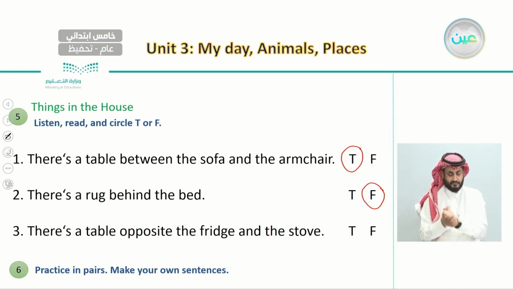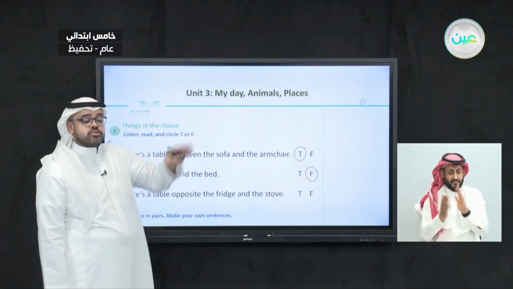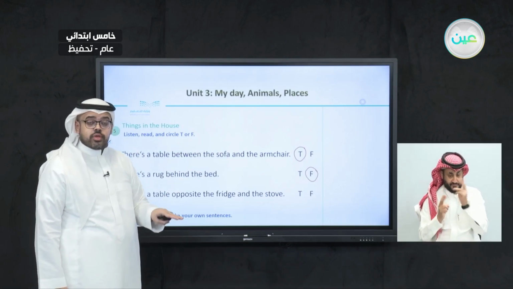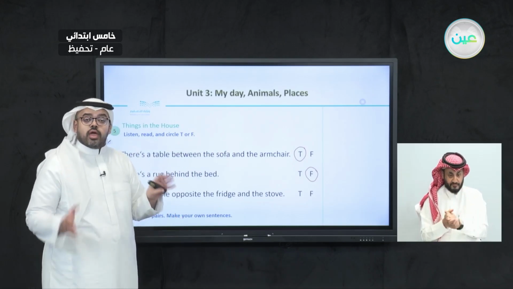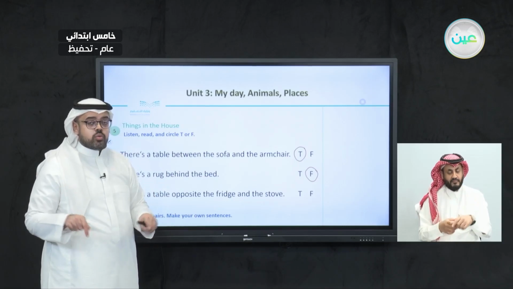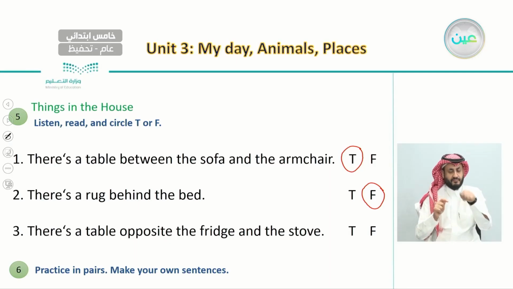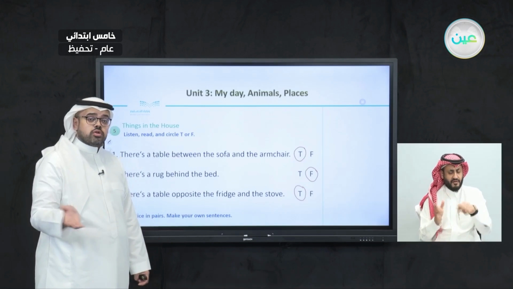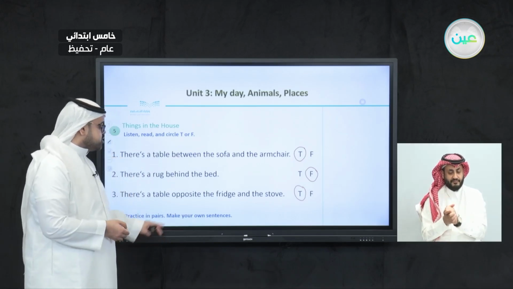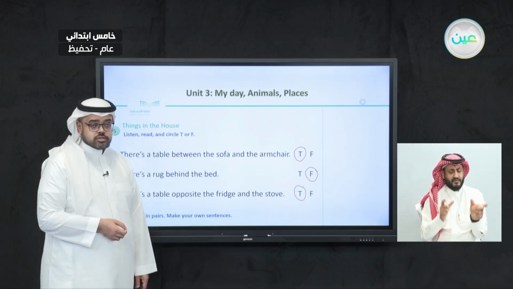And number 3, there is a table opposite the fridge and the stove. So you can see a stove, next to it a fridge, and opposite of them a table. Can you see this? If you can, and you will, then here we need to circle T, which is true. So this is how we talk about things in our house, and you can even practice it and make your own sentences.